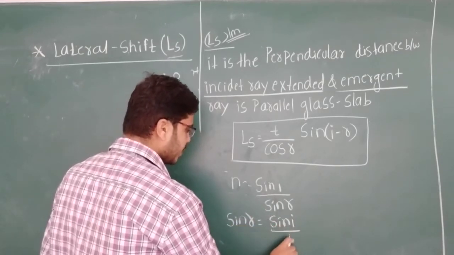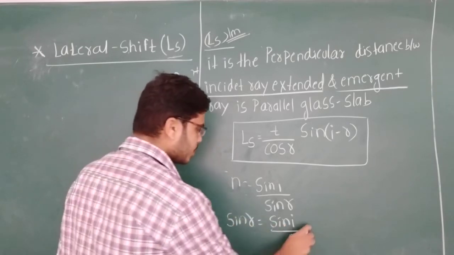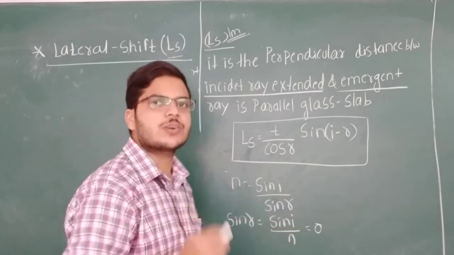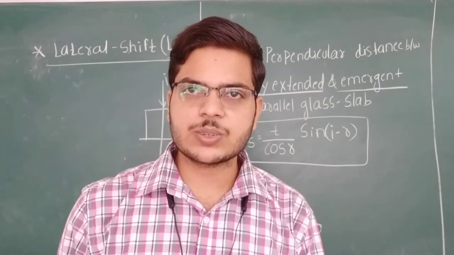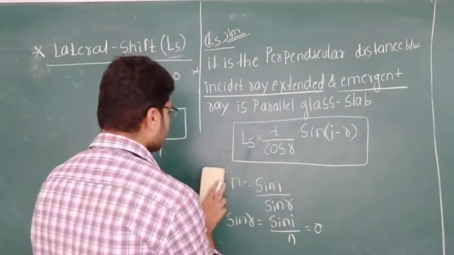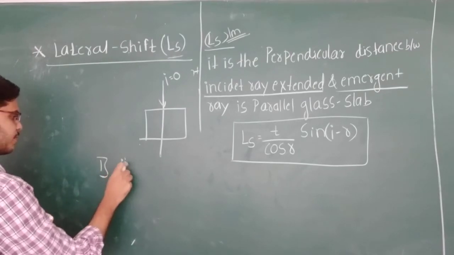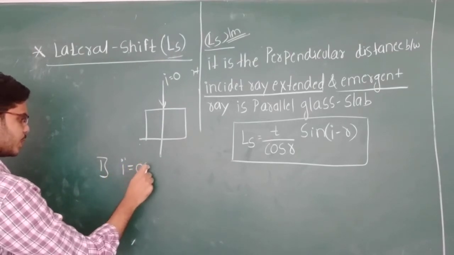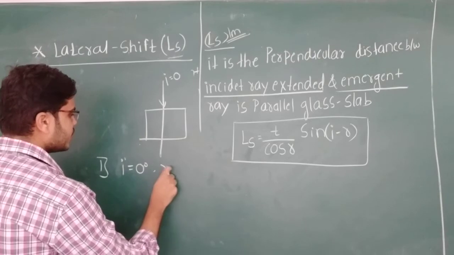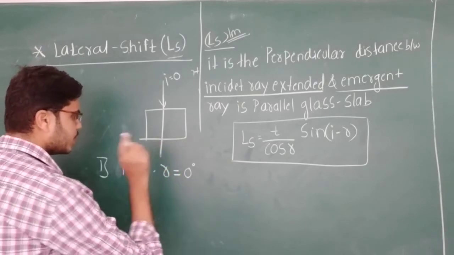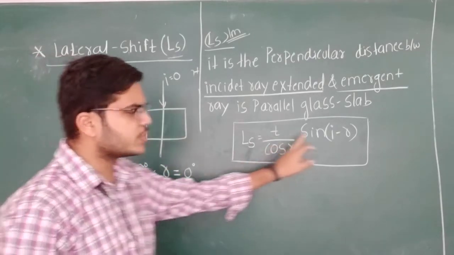Sin i divided by n. If sin i is equal to 0, then sin r is also equal to 0. Therefore, if i equals 0, r equals 0. What is the first case? If the angle of incidence is equal to 0 degrees, the angle of refraction is also equal to 0 degrees. You put these values here.